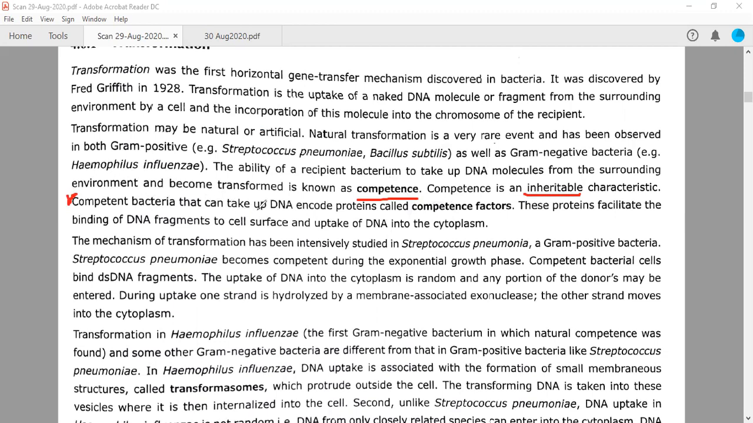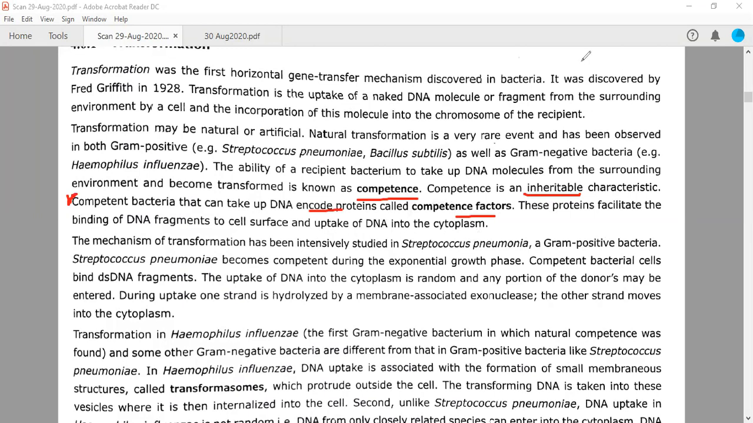Competent bacteria that can take up the DNA code some proteins that are called competence factors. So this competence is a result of these proteins. The bacteria making these competence factors will help those particular species of bacteria to take up the DNA. These proteins facilitate the binding of DNA fragment to the cell surface and uptake of the DNA into the cytosol.